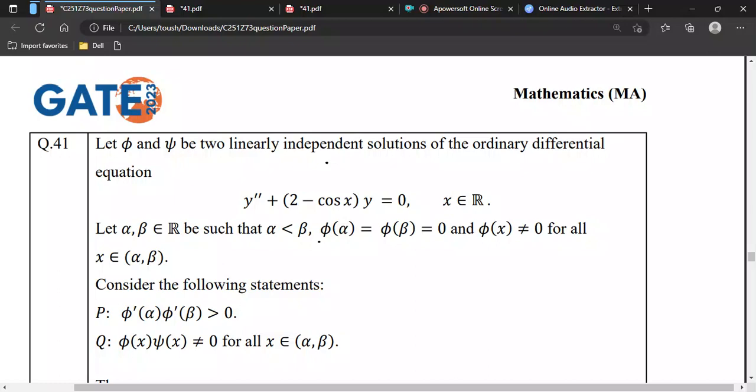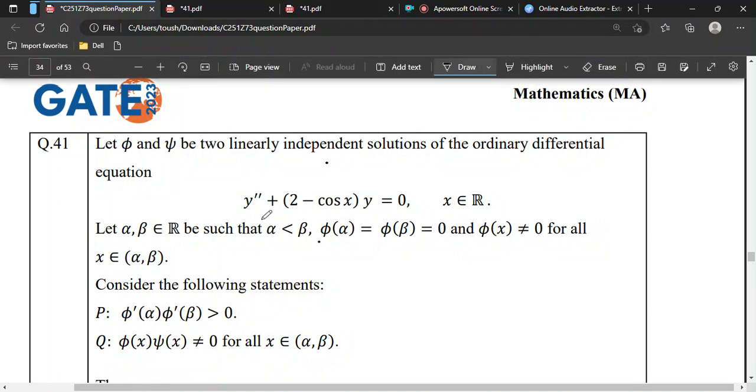The question is from GATE 2023 and the question is from Ordinary Differential Equations. Okay, let's see quickly what the question says. Phi and psi are two linearly independent solutions of the ODE. This is the differential equation.